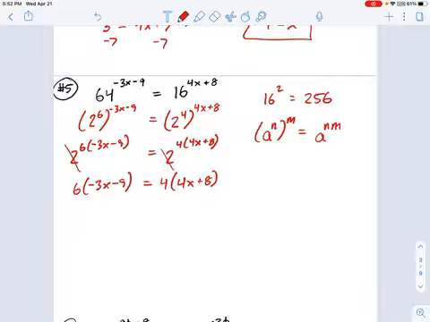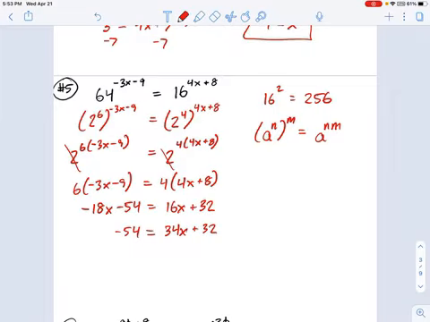And now there's just a little bit of work to do cleaning this up. We get rid of the parentheses, distribute the 6. That becomes -18x minus 54. And on the right, we have 16x plus 32. So keep on working with this until we have all the x's on one side. I'm going to try adding 18x to each side. That gives me 34x on the right. And now let's subtract 32 from each side. So we get -86 over here equals 34x.